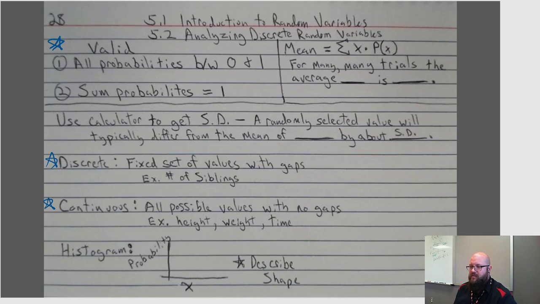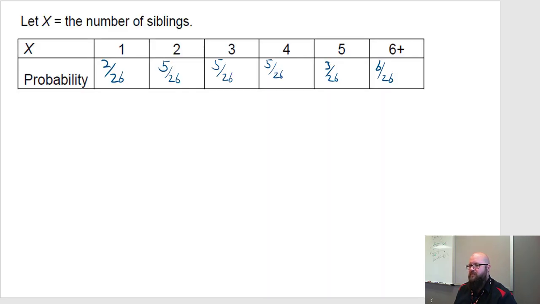So let's look at this then. We're talking about siblings, right? Last year in one of my classes, we did this, and this is the setup they give us for the probabilities of the number of siblings. So X is the number of siblings they have in their family. That's including themselves and brothers, sisters, okay? So we'll look at this to start off with.